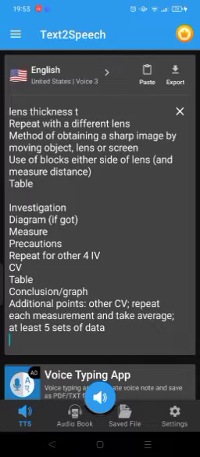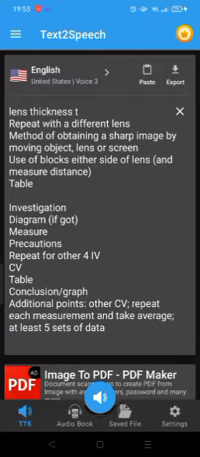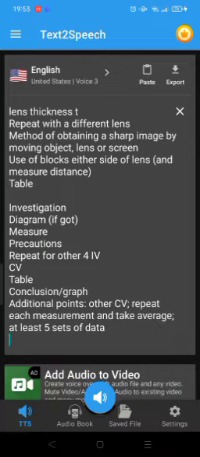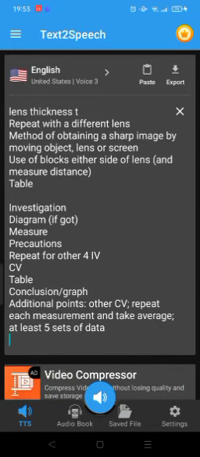Precautions: same surface to slide on, repeat each measurement and take the average, same angle of pulling force. Graph. Additional points: at least 5 sets of data taken, keep force horizontal, add mass of block to load, extra precaution. Investigation: strengths of different papers.